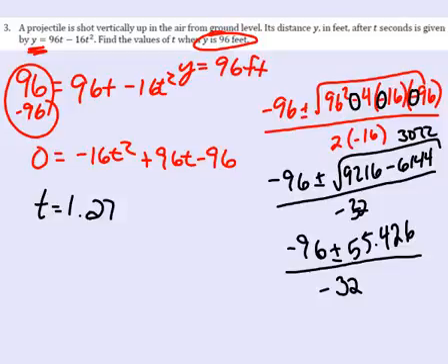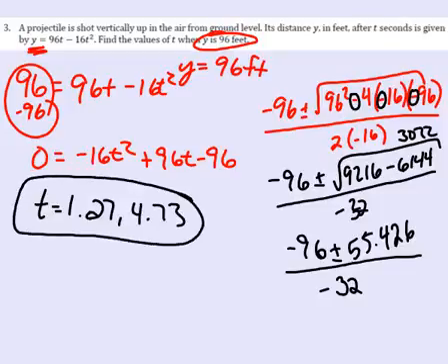And then you'd also have negative 96 minus the 55.426. You get this big negative. You divide it by negative 32 to get the positive, and you're going to get 4.73. So I have these 2 answers.